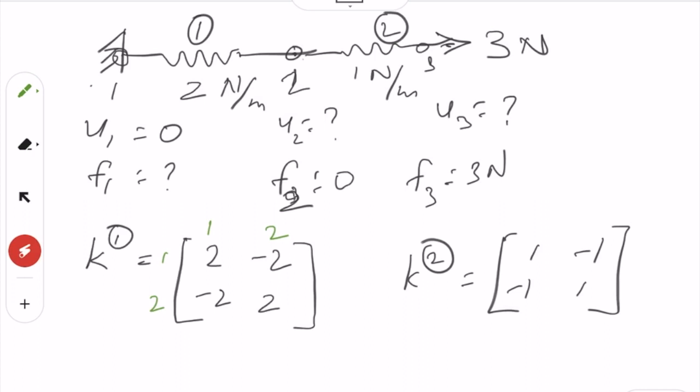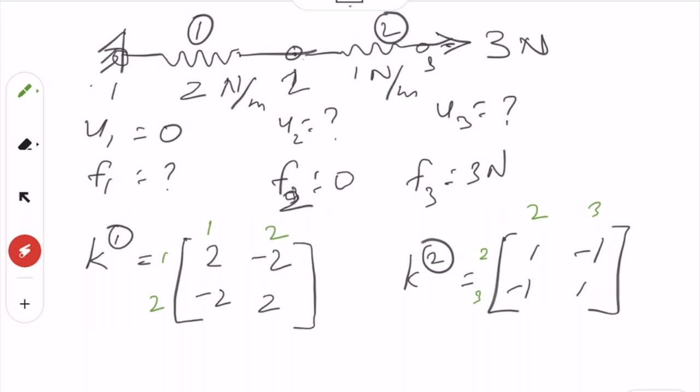Now for this one, local number is 1 here and 2 here, but global number is 2 here and 3 here. So 1 becomes 2, 2 becomes 3. So we can write it as 2, 3 and 2, 3, like this. And now we can assemble. How? We have k11 here, k12 is here, k21 is here, k22 is here, and then we can assemble them together.